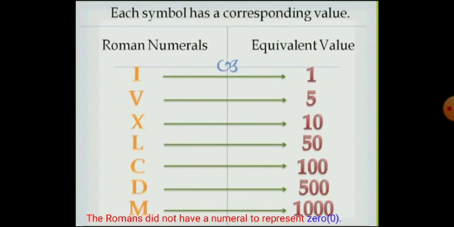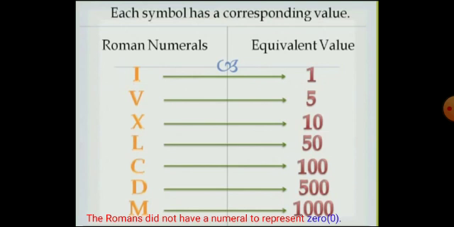Once again I will repeat, and you have to answer, children. I stands for 1. V stands for 5. X stands for 10. L stands for 50. C stands for 100. D stands for 500. M stands for 1000 in the Hindu-Arabic numeral system.